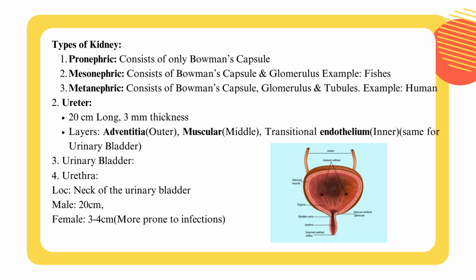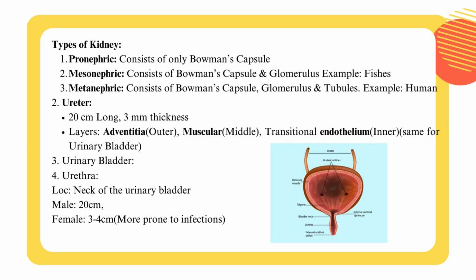It is 20 centimeters long and 3 millimeters thickness. It consists of 3 layers, namely adventitia, outer layer, muscular, middle layer, transitional endothelium, inner layer. These layers are same for urinary bladder. Next one is urinary bladder. As the picture shows, it has a neck region from which the urethra arises. It has 2 sphincters, namely internal urethral sphincter and external urethral sphincter.